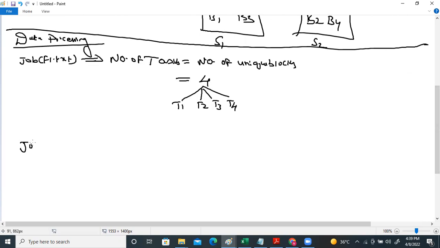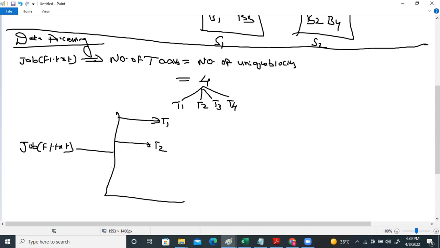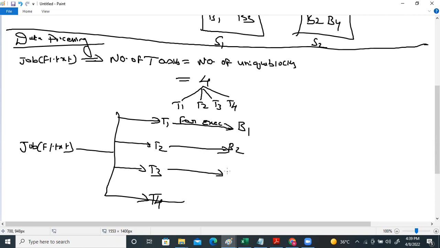So here the job is to process f1.txt, right? T1, T2, T3, T4. T1 is for executing B1, T2 is for executing B2, T3 for B3, T4 for B4. Who should execute this T1 task?